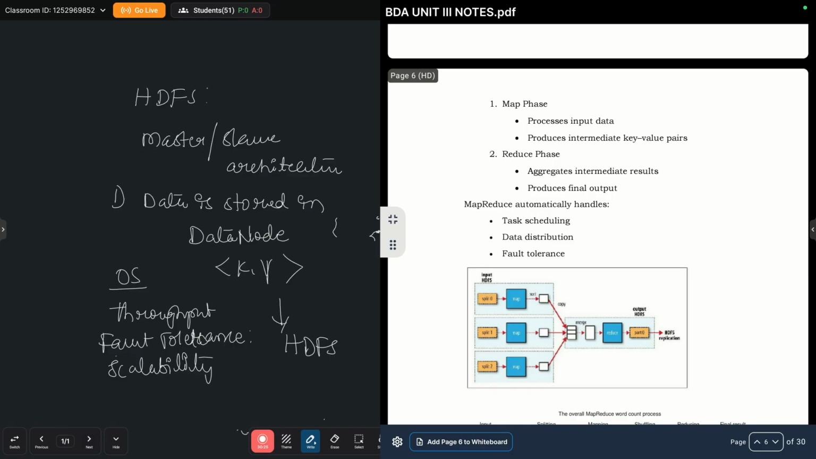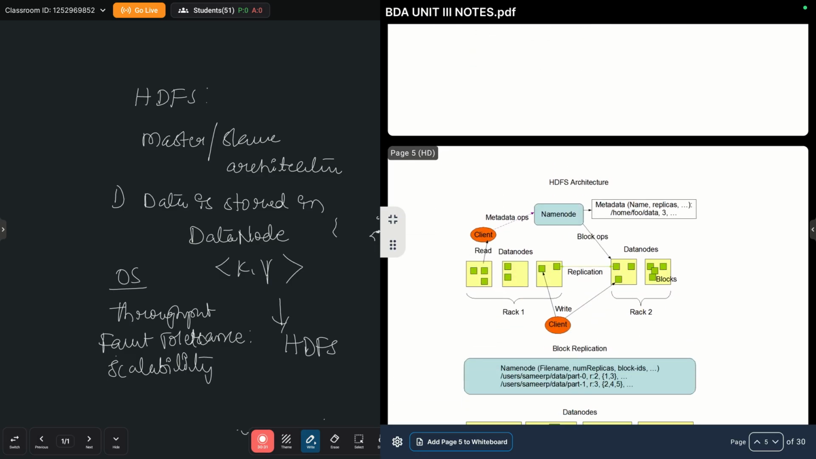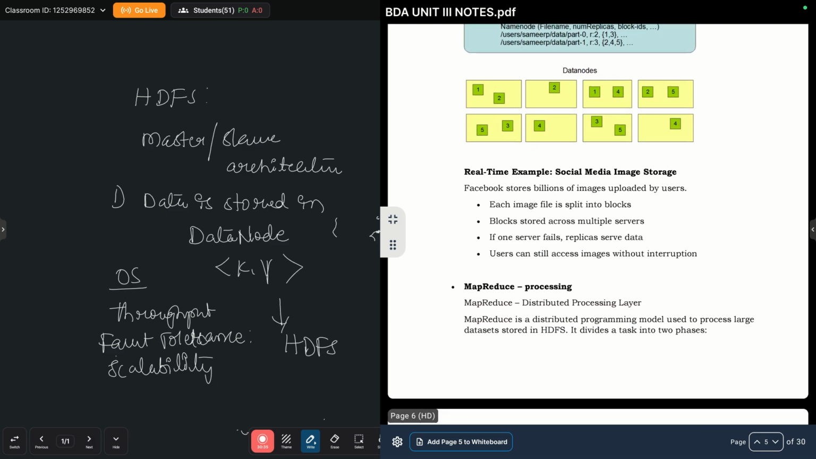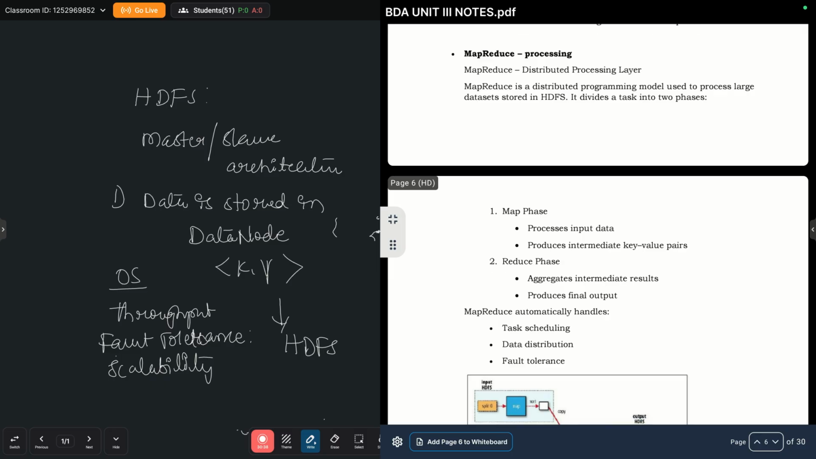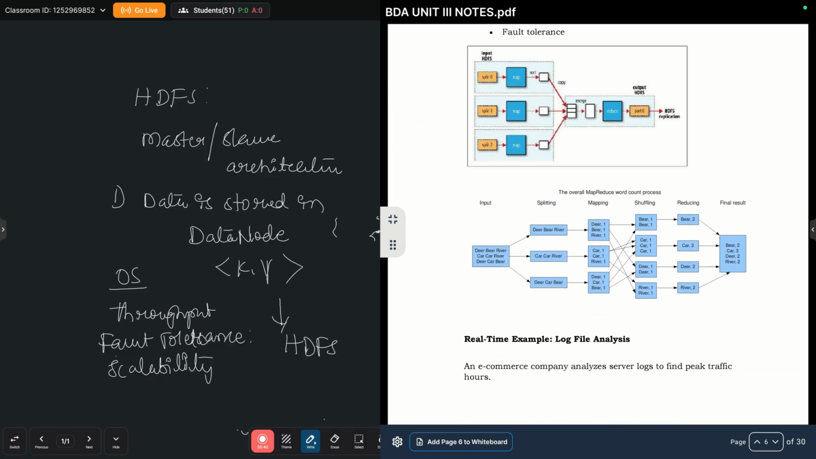So Apache Spark can also be used to store the huge amount of data or perform task scheduling, data distribution, fault tolerance, everything is performed. It provides real-time processing and ETL services, and it can also be used for machine learning. Next one is Hive.